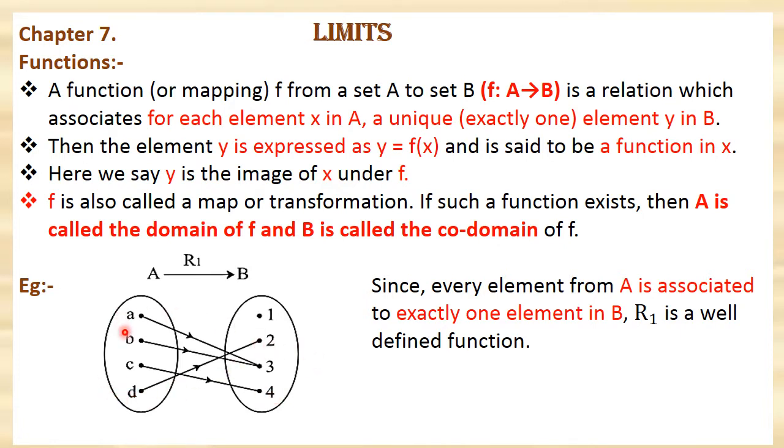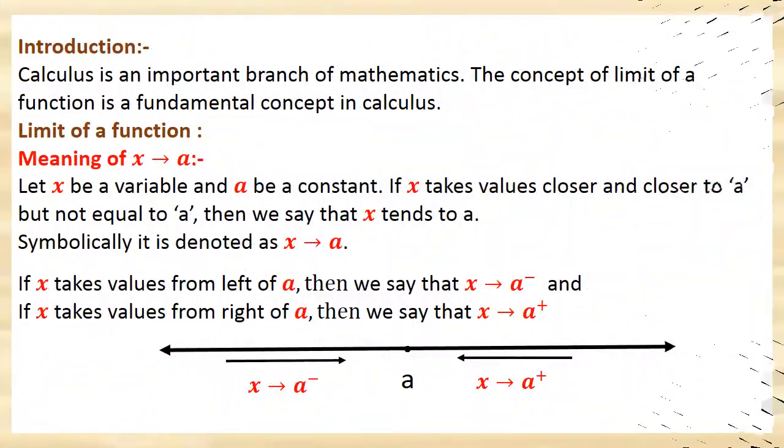So, each element in A has an image in B. Every element from A is associated to exactly one element in B. We have R1 is a well-defined function. Students, before starting to learn the lesson limits, you have to learn the lesson functions thoroughly. Now, we will start with the lesson limits.